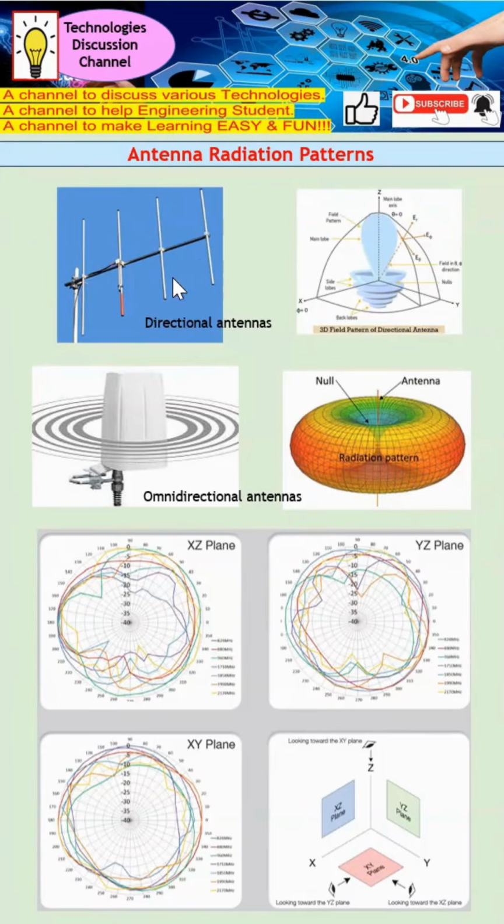Since this is a Yagi antenna, we know that Yagi is basically a directive antenna. So from this 3D radiation pattern, you can see that they actually concentrate at one particular direction.